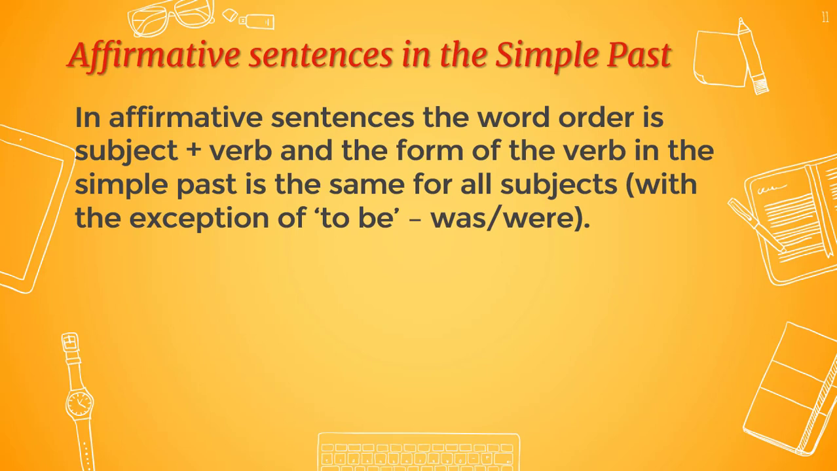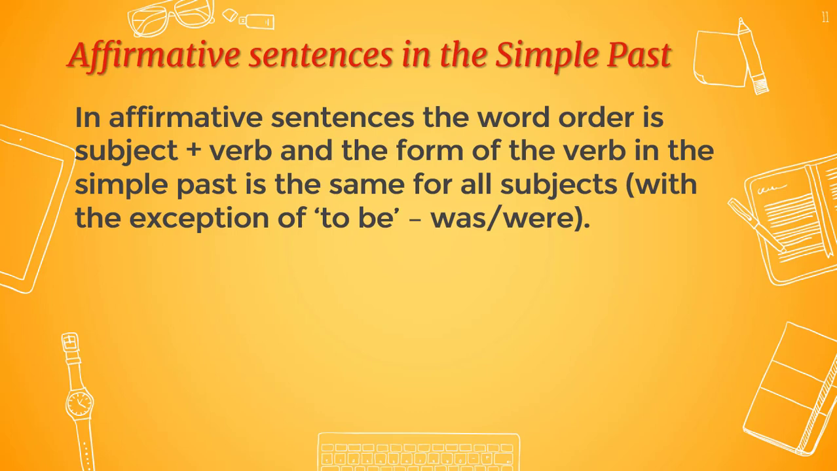Now, the affirmative sentences in the past simple. Okay, in affirmative, we use our subject and the past simple form of the verb, and it is used for all the subjects. The only exception is the verb to be, that has its own conjugation. It is was and were for singular and plural.